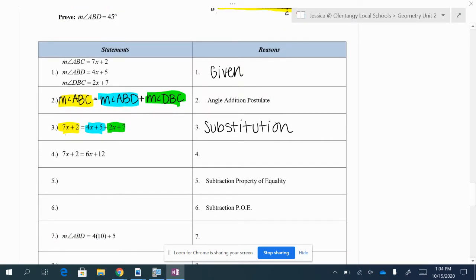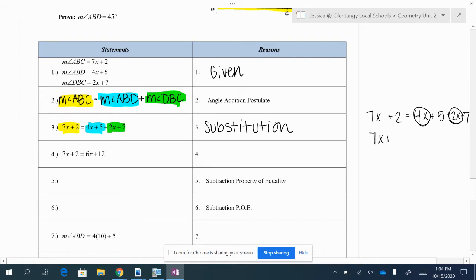Then ask yourself, how do we go from step 3 to step 4? Well, this all of a sudden becomes an algebraic proof. So if you're struggling with this, please make sure that you're writing your algebraic proofs over on the side so you can show work for them. So 7x plus 2 is equal to 4x plus 5 plus 2x plus 7. So the biggest thing here is to combine your like terms.